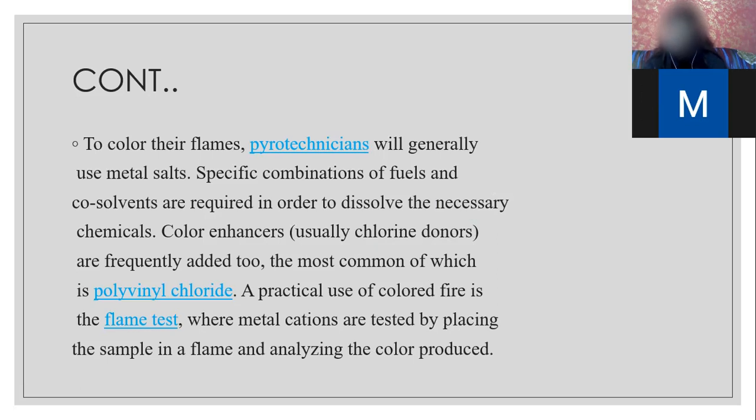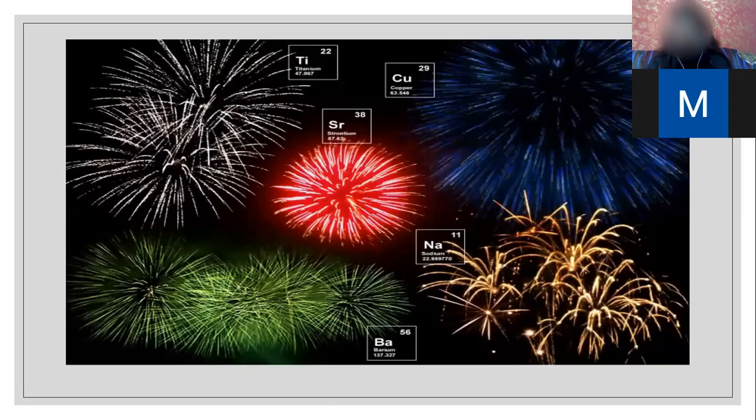A practical use of colored fire is the flame test, where metal cations are tested by placing the sample in a flame and analyzing the color, as I have told you earlier. Here are some examples. Copper makes blue, sodium makes golden yellow, barium makes green, strontium makes red, and titanium makes silver white. You can see that.